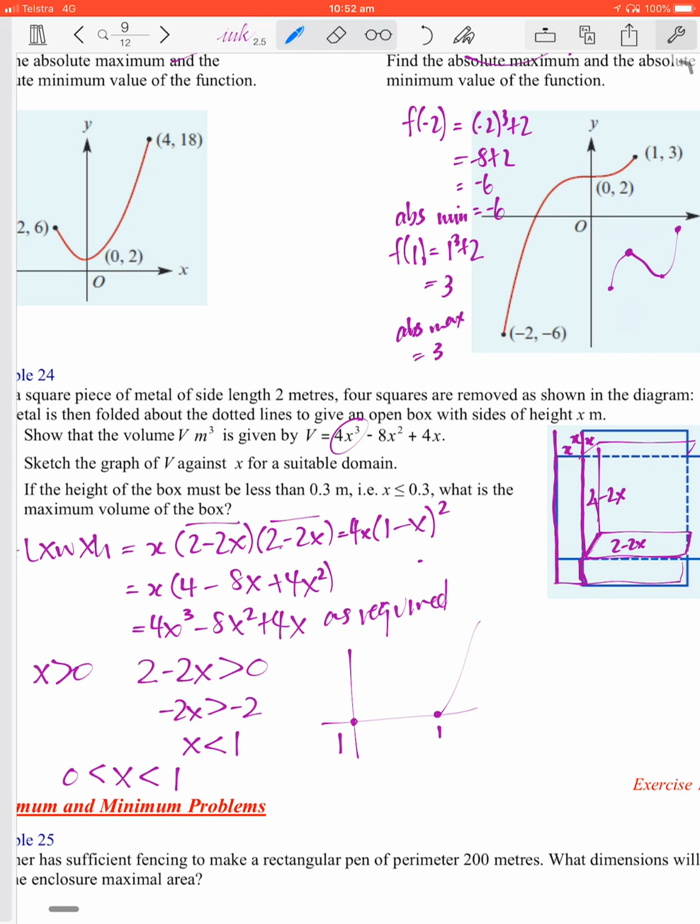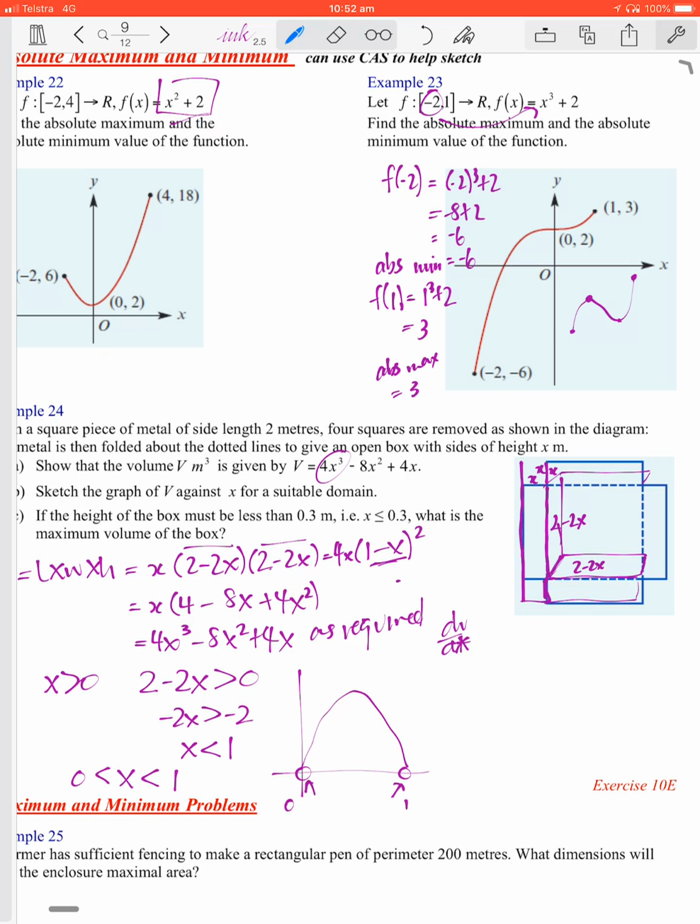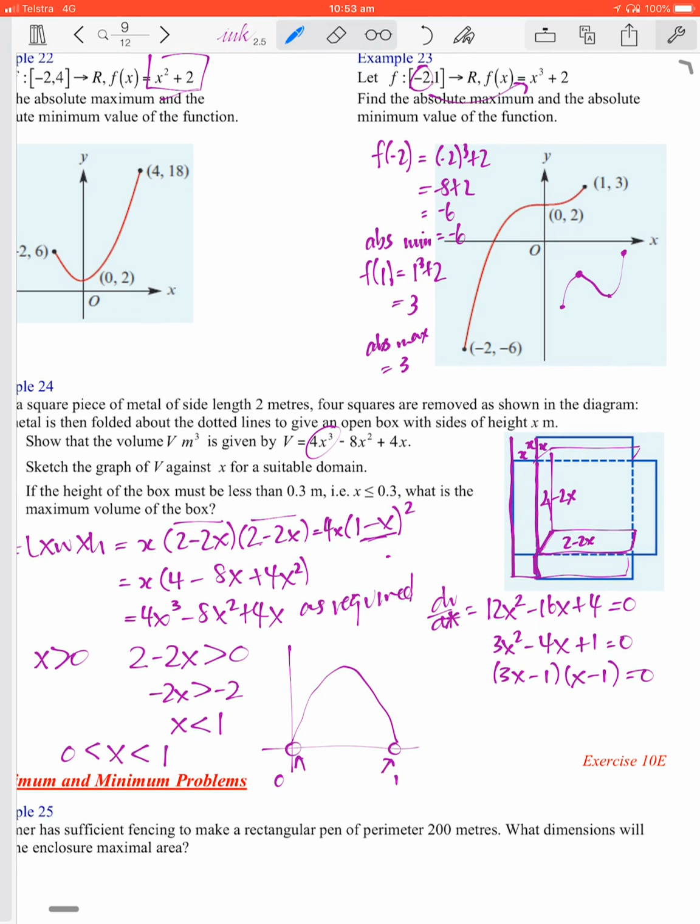Okay, if the height of the box must be less than 3 meters, i.e. x is less than 3 meters, what's the maximum volume of the box? So we know, let's find the turning point. So dV/dx is equal to 12x squared minus 16x plus 4. If we set it equal to 0, take out 4 as a common factor and divide it to the other side, 3x squared minus 4x plus 1. Okay, so we can have 3x minus 1, x minus 1. So we know we've got a turning point at x equals 1/3 or at 1.